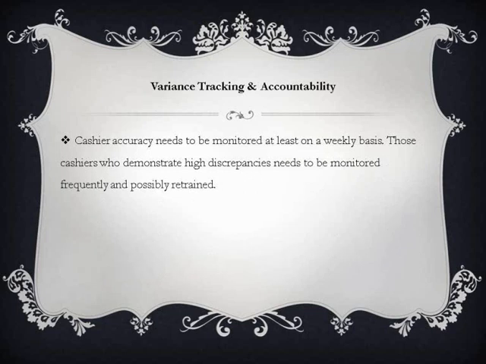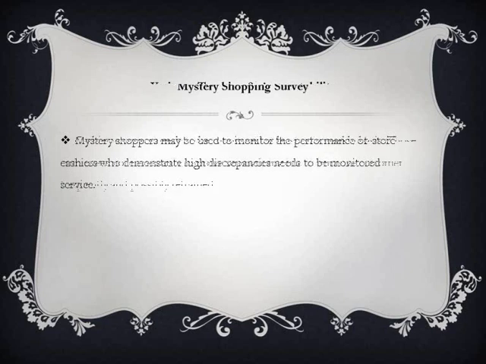Variance tracking and accountability. Cashier accuracy needs to be monitored at least on a weekly basis. Those cashiers who demonstrate high discrepancies need to be monitored frequently and possibly retrained. Mystery shopping survey. Mystery shoppers may be used to monitor the performance of store employees, not necessarily to prove wrongdoing but to improve customer service.